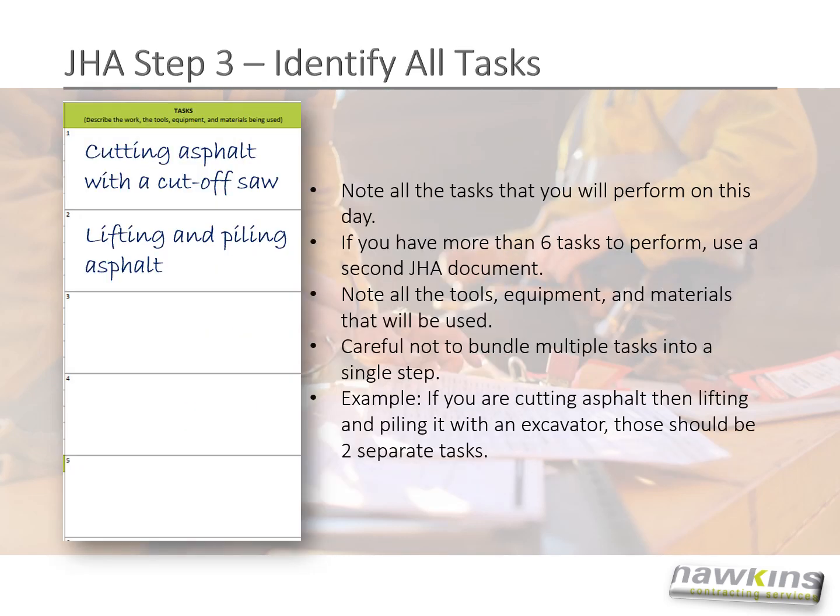JHA Step 3. Identify all tasks. Note all the tasks that you will perform on this day. If you have more than 6 tasks to perform, use a second JHA document. Note all the tools, equipment, and materials that will be used. Careful not to bundle multiple tasks into a single step. Example, if you are cutting asphalt, then lifting and piling it with an excavator, those should be 2 separate tasks.